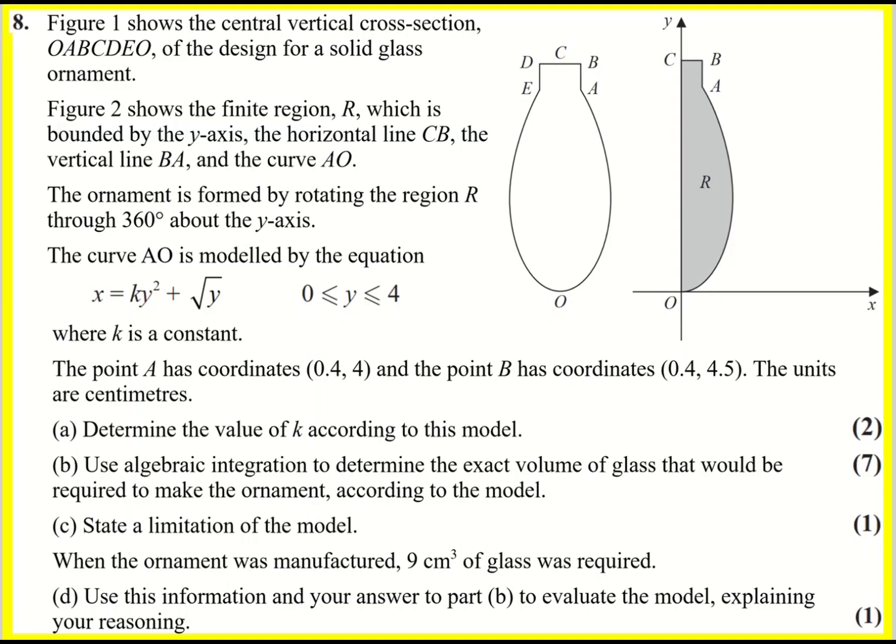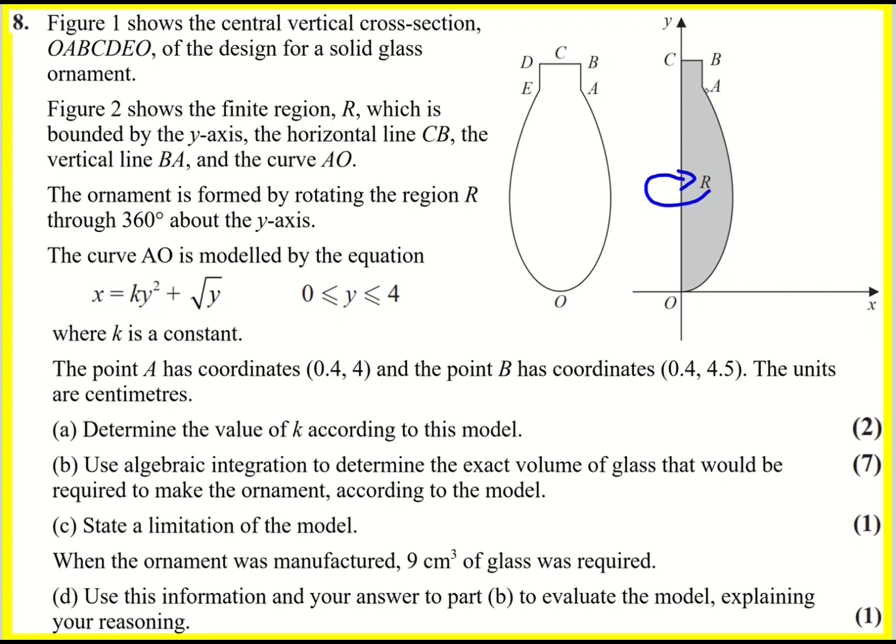Figure 1 shows a central vertical cross-section of the design for a solid glass ornament. And Figure 2 shows the finite region R, which is bounded by the y-axis, the horizontal line CB, the vertical line BA, and the curve AO. And this is the ornament formed by rotating the region R through 360 degrees about the y-axis. So we've got a volume of revolution to consider.